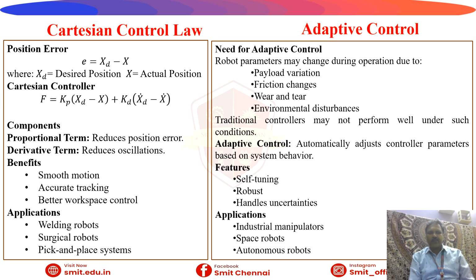The Cartesian controller is defined by F = Kp (xd - x) + Kd (x_dot_d - x_dot). Components: the proportional term reduces position error, and the derivative term reduces oscillations. Various benefits are highlighted here: smooth motion, accurate tracking, better workspace control. Applications: welding robots, surgical robots, pick and place robots. For pick and place robots, this Cartesian control will be used.